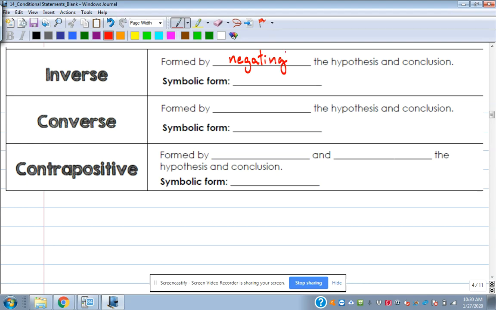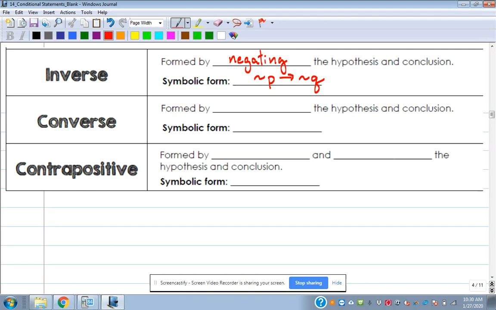Inverses are formed by negating the hypothesis and conclusion. An inverse negates the hypothesis and the conclusion. So negation is not P implies not Q. Remember we talked about negating in last week's lessons. You put the not in if it doesn't have it. If it does have not in it already, you take it out. So it's the opposite, but it doesn't change the order. Inverse doesn't change the order.